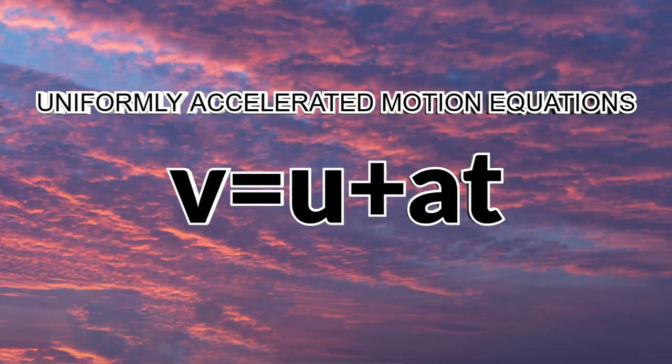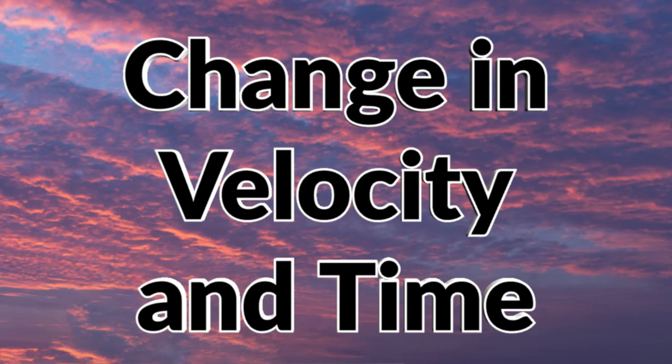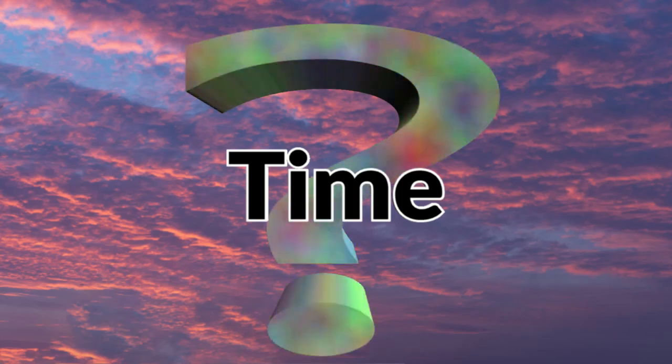From the equations, we know that velocity can be calculated using v equals u plus a times t. Acceleration can be calculated by rearranging the equation to a equals the quantity v minus u divided by t. As you can see, we have to know both the change in velocity and the change in time, but normally we don't know the time it takes to launch our arrow.